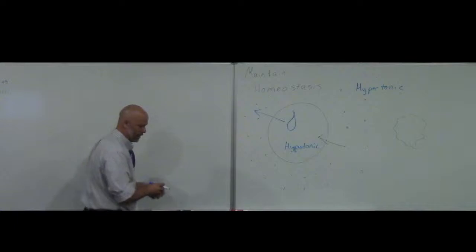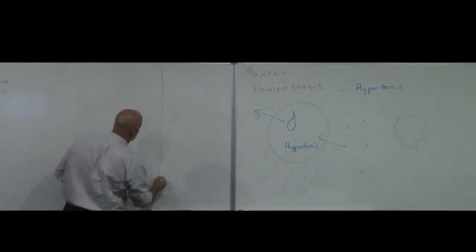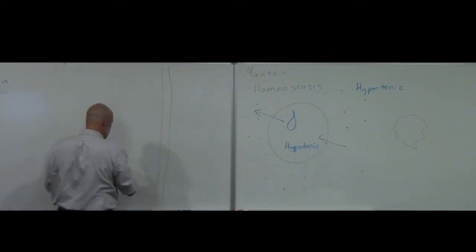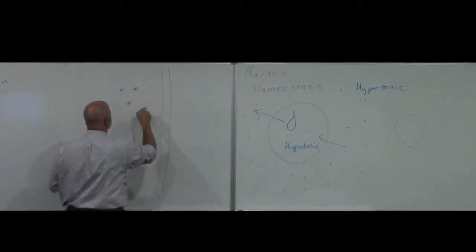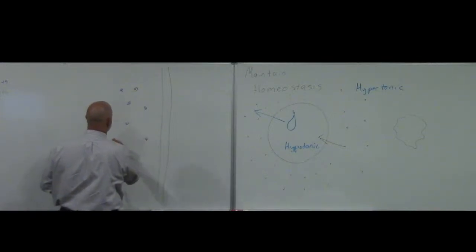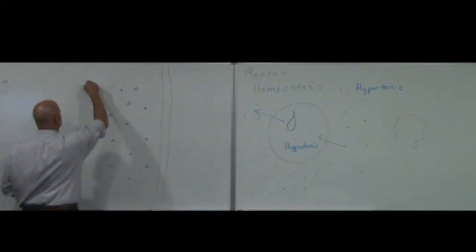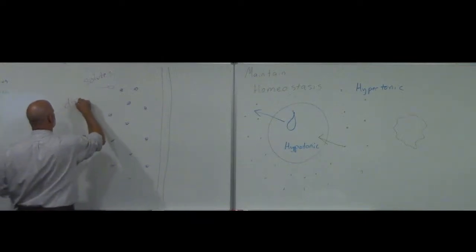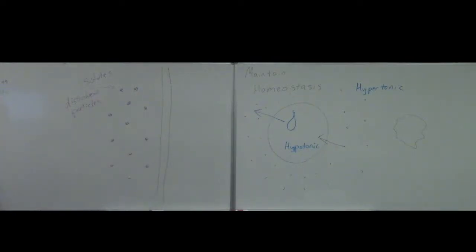Let me give you another drawing of this. Okay, so we're going to have just a cell or some kind of semi-permeable membrane here, okay? So on one side of it, I'm going to have a lot of what we call solutes. Do you know that term? You need to know it. So solutes are dissolved particles. Okay? Solutes are dissolved particles.